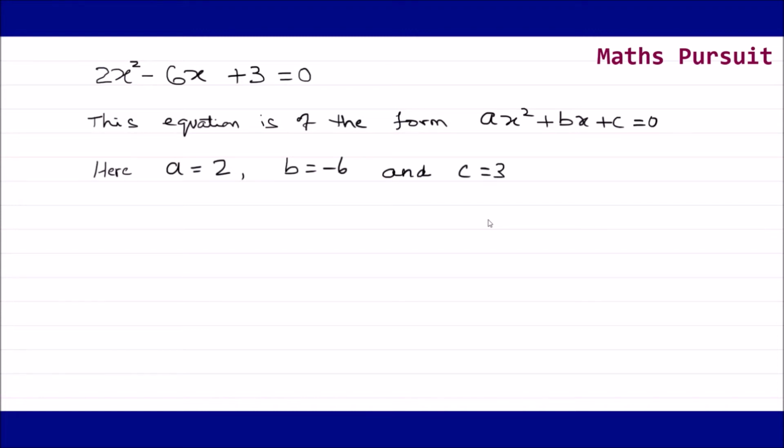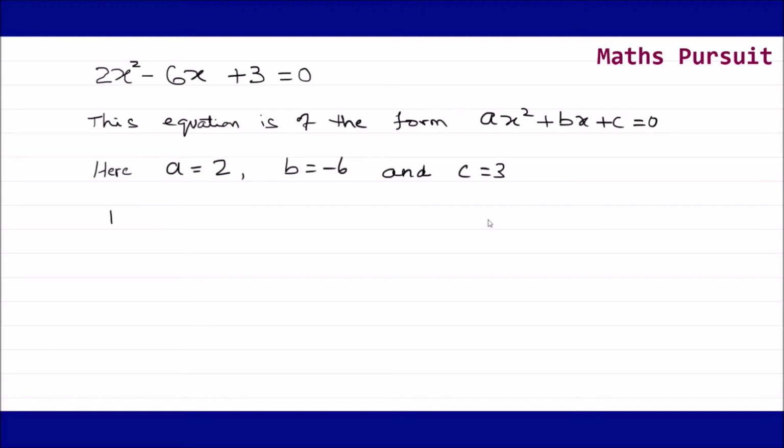How did we get it? You could see that here ax² is nothing but 2x². Similarly, here bx is nothing but -6x and c is nothing but 3. So from that only I am able to derive a = 2, b = -6, and c = 3.